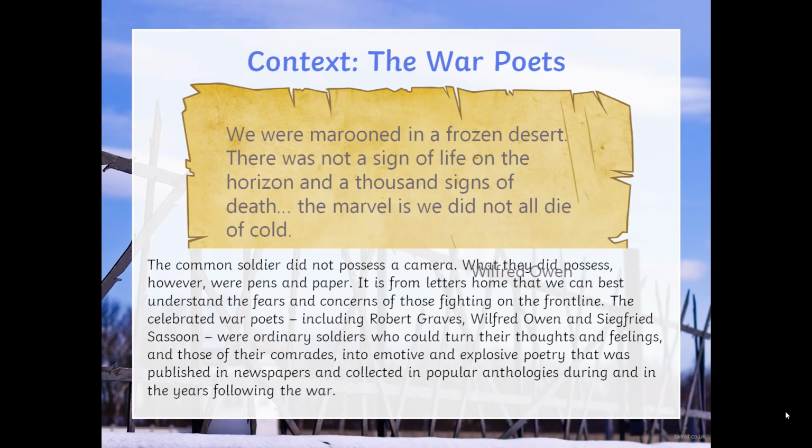They were there as soldiers who would pick up a pen and a piece of paper and write down their thoughts and their feelings. Remember, that's what poetry is. The thoughts and feelings of the writer written down in the best language available to them. Right? So these poets were ordinary soldiers who could turn their thoughts and feelings and those of their comrades into emotive and explosive poetry that was published in newspapers and eventually collected into popular anthologies during the war and then in the years following the war.